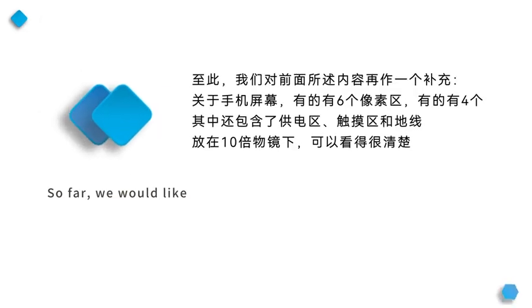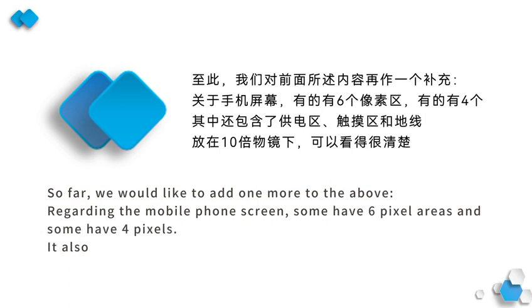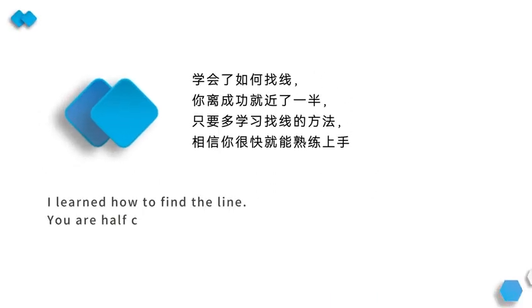So far, we would like to add one more to the above. Regarding the mobile phone screen, some have 6 pixel areas and some have 4 pixels. It also includes the power supply area, touch area and ground line. Put it under the 10 times objective lens. You can see it clearly. Line. You are half close to success.